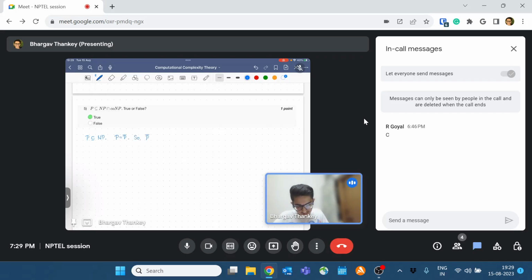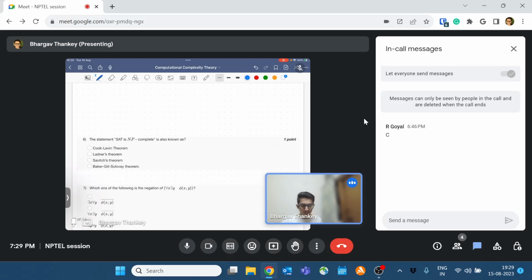So co-P is contained in NP, and so P is contained in co-NP. I shouldn't say P complement, I should say co-P. Since P is contained in NP and P is contained in co-NP, P is clearly contained in the intersection of NP and co-NP.